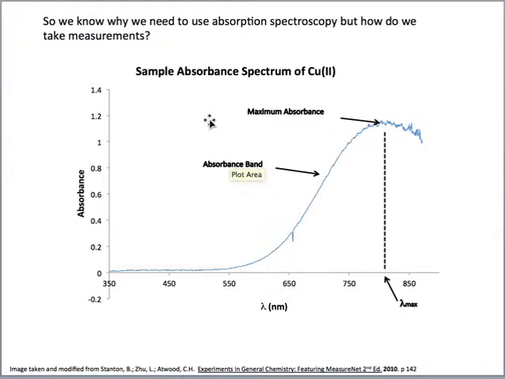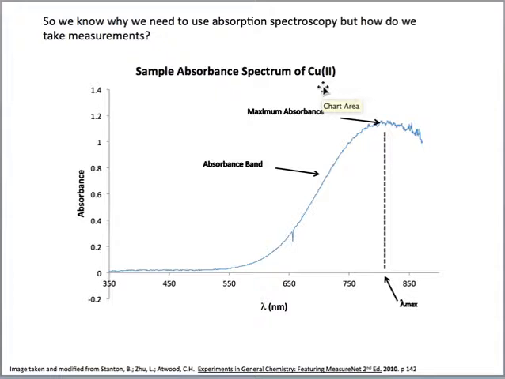Now, this is a sample absorbance spectrum of a copper-2 complex. Notice there's only a single absorbance band for this particular complex. Other species in solution may have multiple absorbance bands. This particular one only has one, and you're going to be looking at copper-2 in your experiment this week. So this is what you expect to see, with a band in the same location, because you're looking at copper-2 sulfate, and this is an example of a copper-2 sulfate solution.